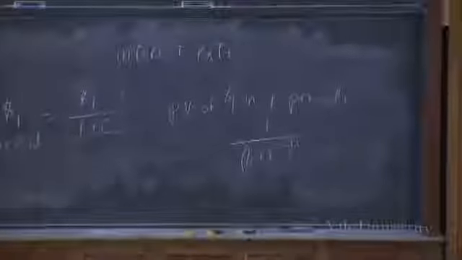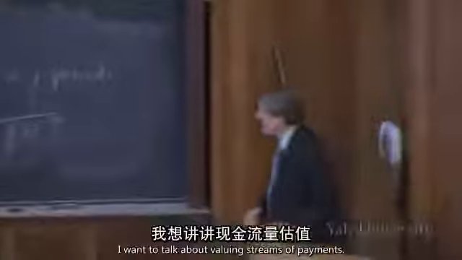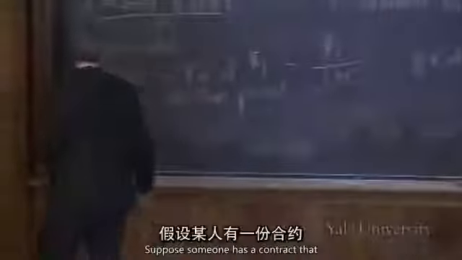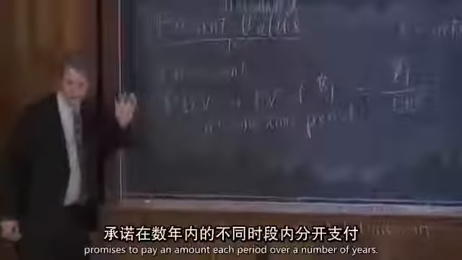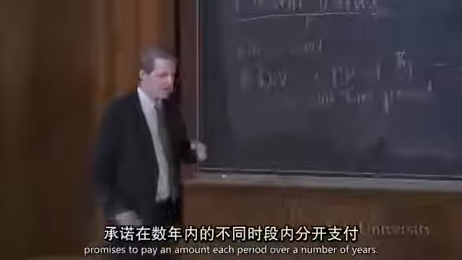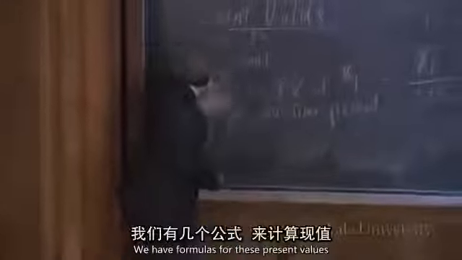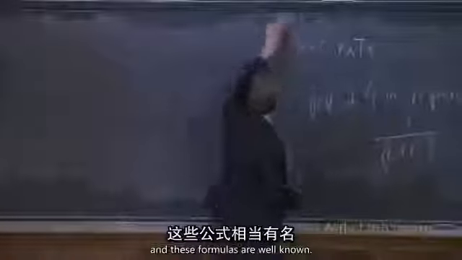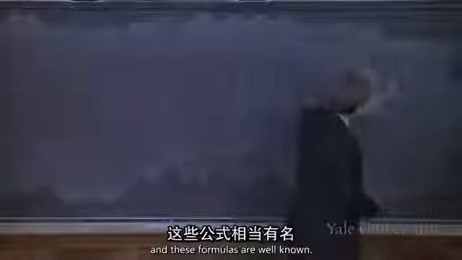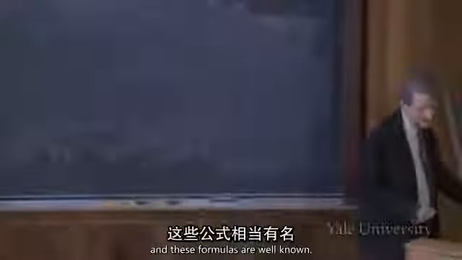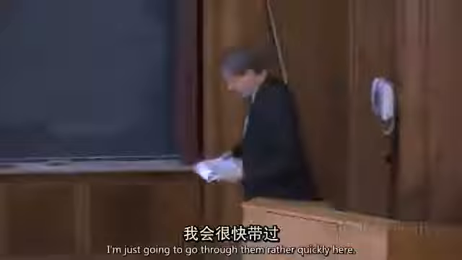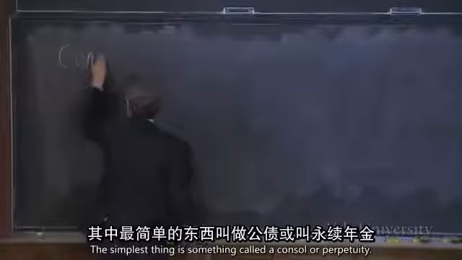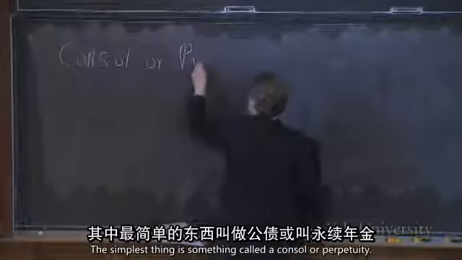I want to talk about valuing streams of payments. Suppose someone has a contract that promises to pay an amount each period over a number of years. We have formulas for these present values. And these formulas are well known. I'm just going to go through them rather quickly here. The simplest thing is something called a consol or perpetuity.